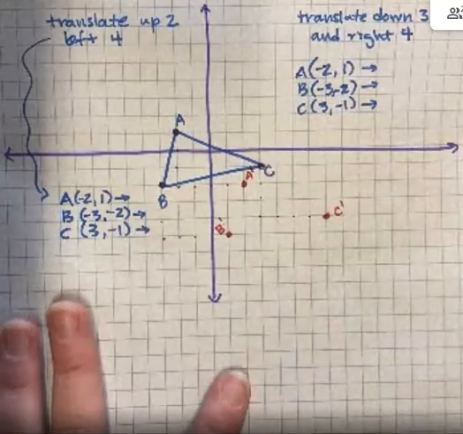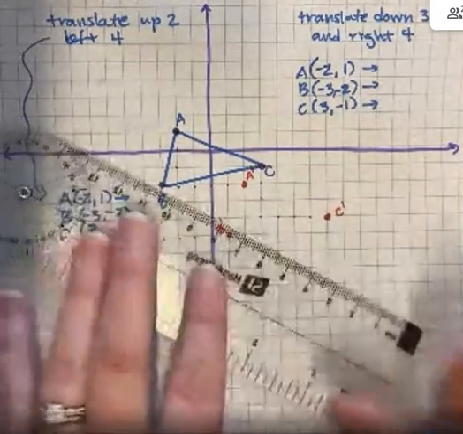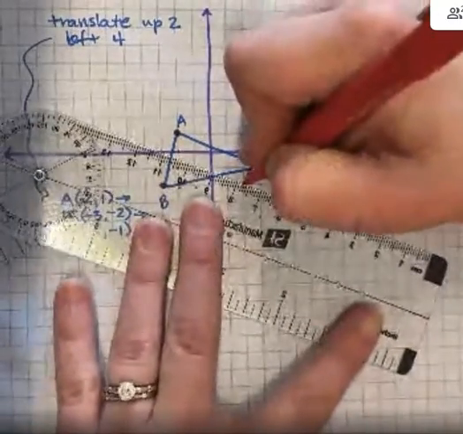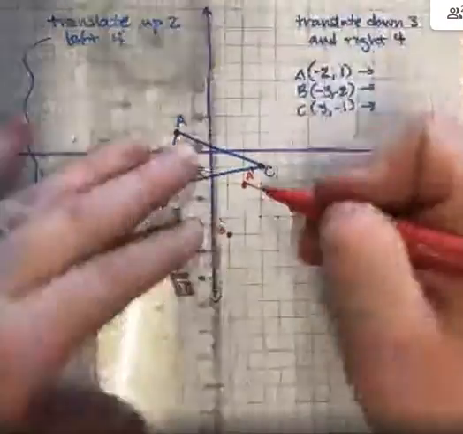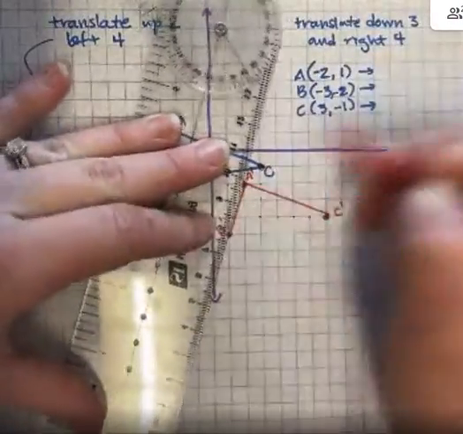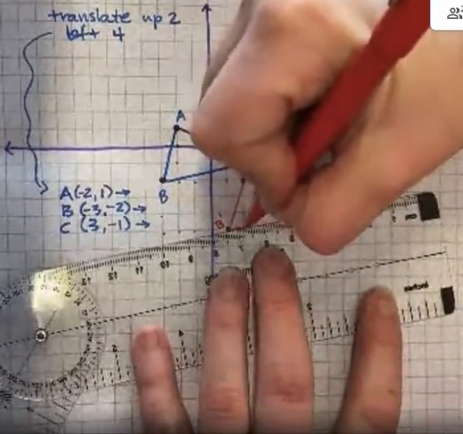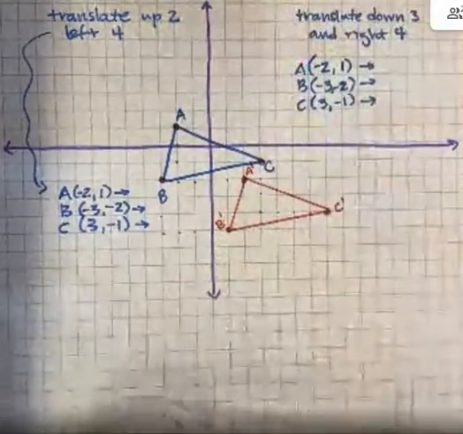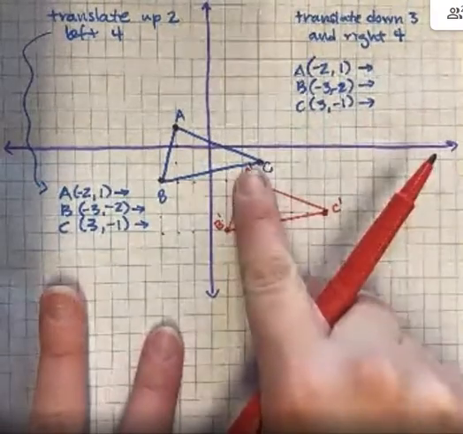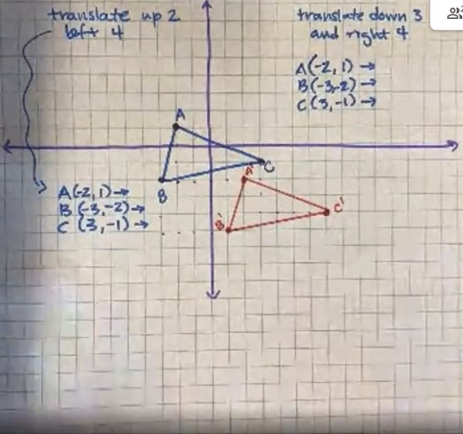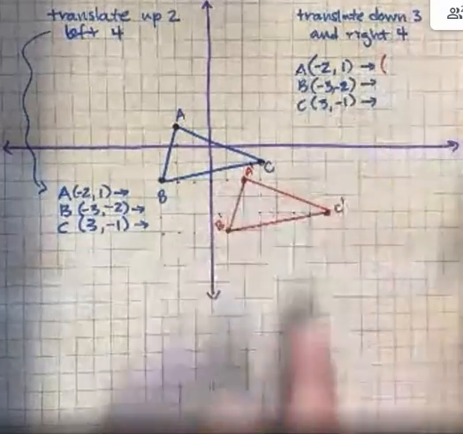After I've done that, I'm going to connect these dots as cleanly as I can. So I might as well use my little angle ruler to maintain a little neatness. And I have now my new triangle, A prime, B prime, C prime. And if I look at these coordinate pairs, let's see if we can compare them.